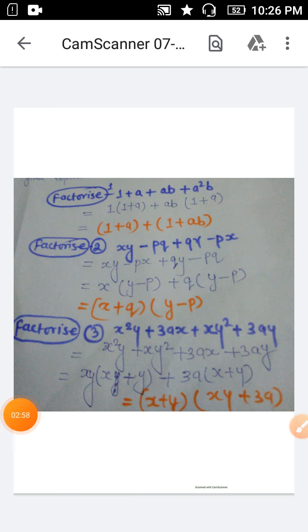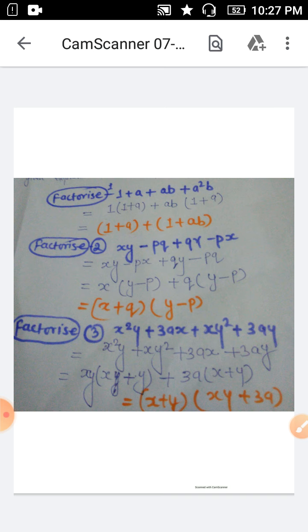Let's move to the next question, that is factorization of xy minus pq plus qy minus px. In the second question, first of all we have to arrange the same kind of expressions. So I have arranged xy minus px, so that we have a common factor x here, plus qy minus pq, so that we have a common factor q.